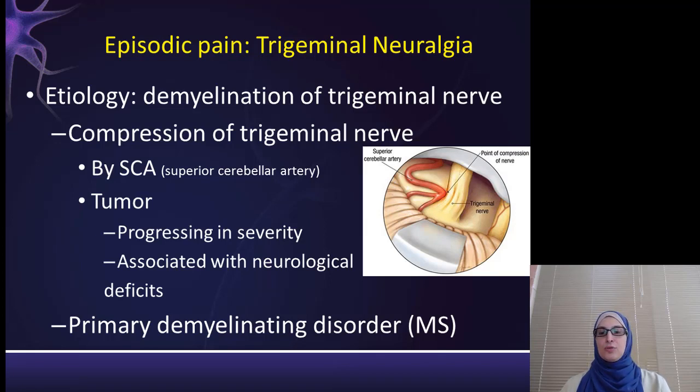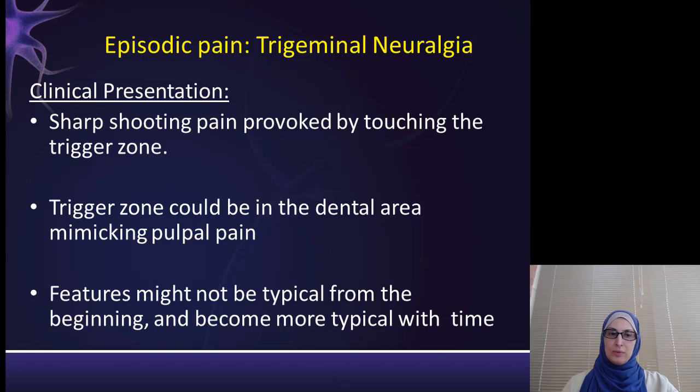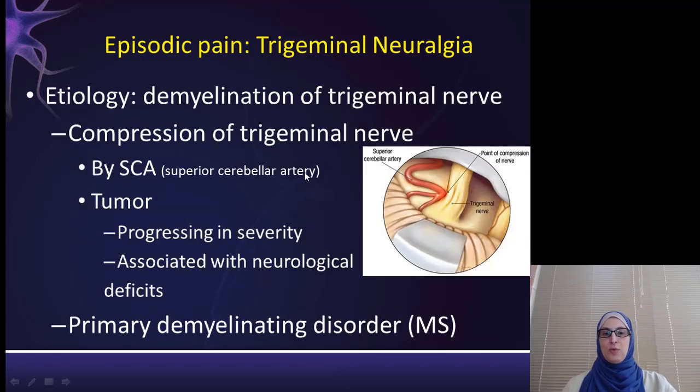Also, it might be related to demyelinating disorders like multiple sclerosis, for example, which induce demyelination of the trigeminal nerve and will give symptoms exactly similar to trigeminal neuralgia. In trigeminal neuralgia, we need to figure out the cause of it. So when the patient is presenting with clinical features typical for trigeminal neuralgia, we need to figure out whether it is related to a tumor, whether it is related to a demyelinating disorder, or is it related to compression by the superior cerebellar artery, and this is why we do MRI for any patient presenting with symptoms similar to trigeminal neuralgia, to know the exact cause.